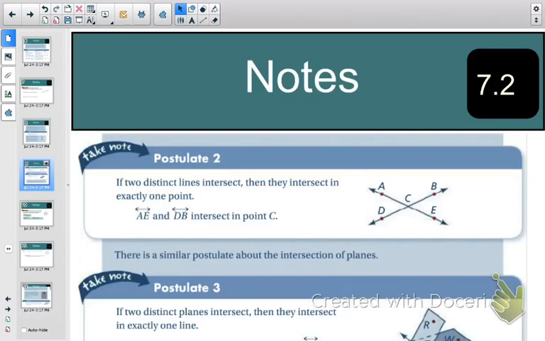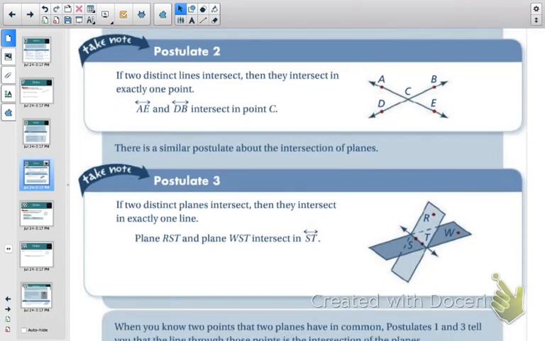Okay, so if 2 lines intersect, 2 distinct lines, that means 2 different lines, then they intersect at exactly one point. So there's only one point where 2 lines can intersect if they're different lines. Meaning they're not the same line, because if they're the same line, then there's infinitely many intersections. So when it says distinct, that means 2 different lines.